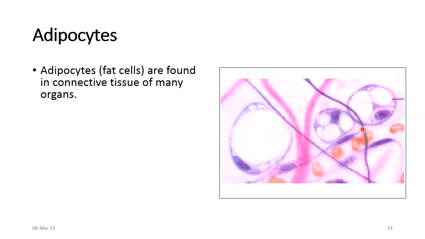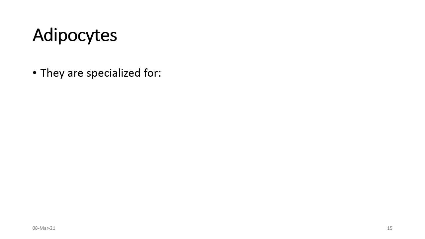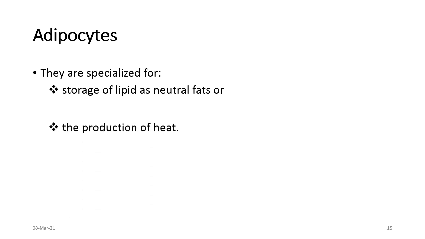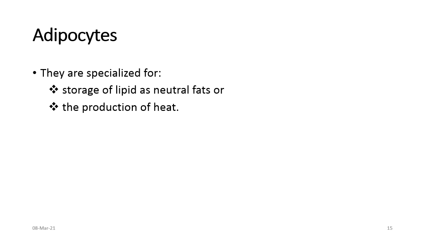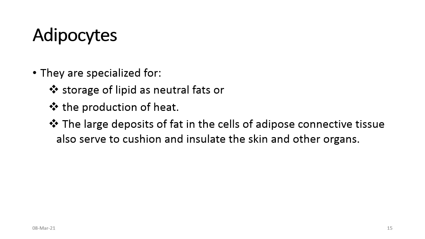And these fibers are collagen fibers, elastic and reticular. The adipocytes are specialized for the storage of lipid as neutral fats, or also, less commonly, production of heat, and the large deposit of fat in the cells of the adipose connective tissue. They serve as a cushion and insulator, insulating the skin and other organs.